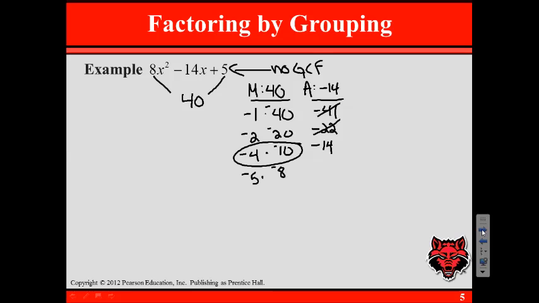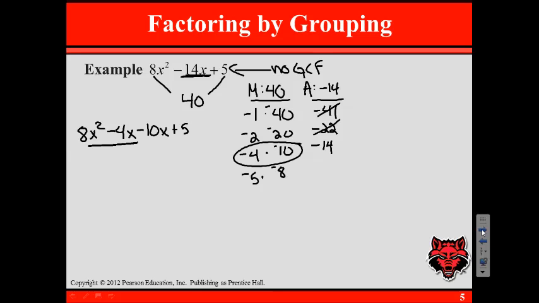Once we do so, we replace the middle term in the original trinomial with these 2 factors. And it looks like this: 8x squared minus 4x minus 10x plus 5. Make sure those 2 terms that you put into the original have the same variable as your original term.